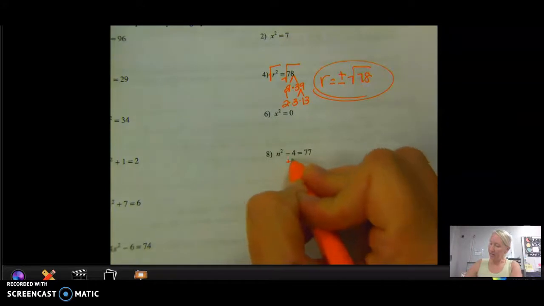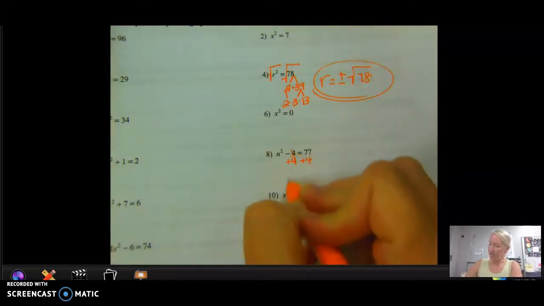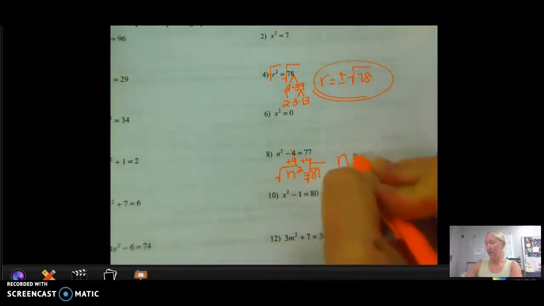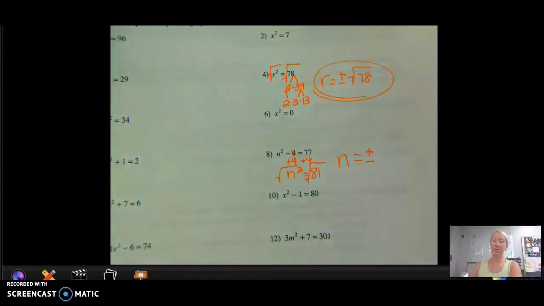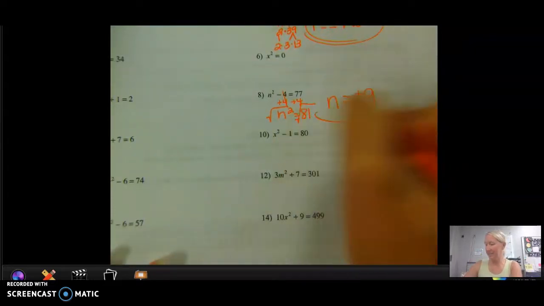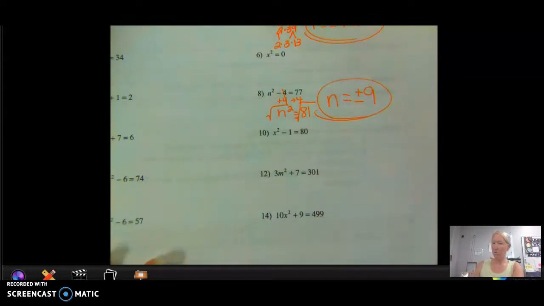Number 8, I'm going to add 4 to both sides. I get n squared equals 81. I'm going to take the square root of both sides to get n by itself. n equals positive and negative square root of 81, which is a whole number, a perfect square, so it is 9. I'm going to come down to number 12.